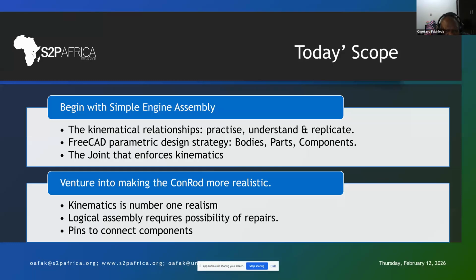FreeCAD parametric design strategy is based on bodies, parts, and components. You must understand the differences between these three. They are not words you just use carelessly in FreeCAD. They have specific meanings. And it is the joint idea that enforces kinematics in parametric design. So you will have to understand what a joint is, how it is implemented in FreeCAD. And when we finish that, using the existing drawing that I sent to you, my goal is that you should be able to draw that on your own.